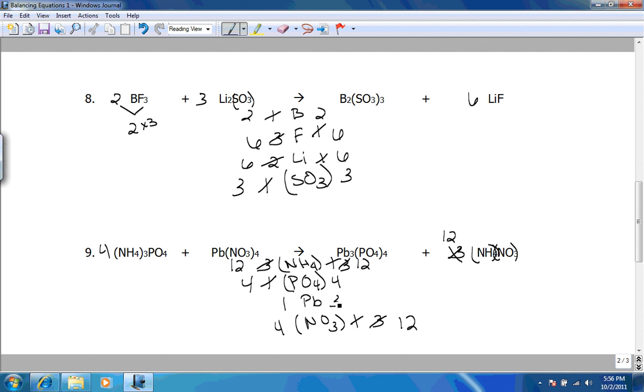Alright, so the leads, we have 3 on this side. We're going to want to multiply this side by 3. And if you look, that actually changes the nitrates up here, because it's going to be 3 times 4, which is 12. So that actually worked itself out. It's nice when that happens. So the answer is 4, 3, 1, 12.